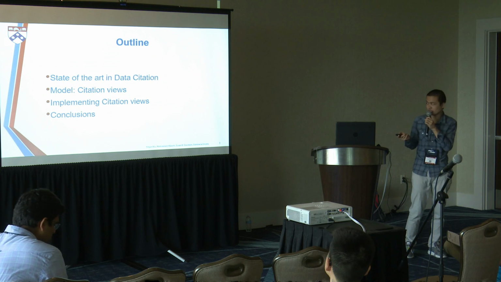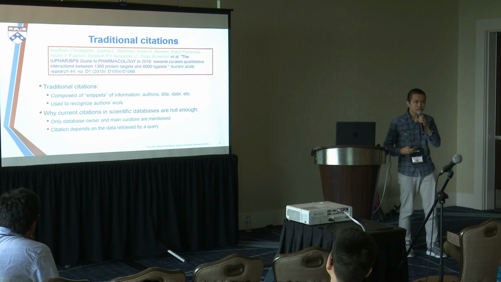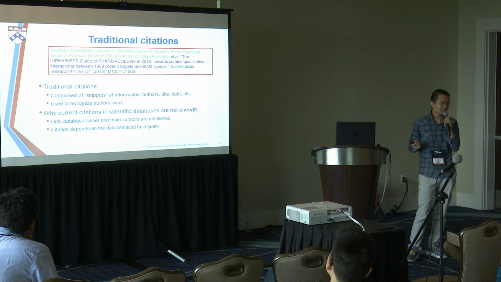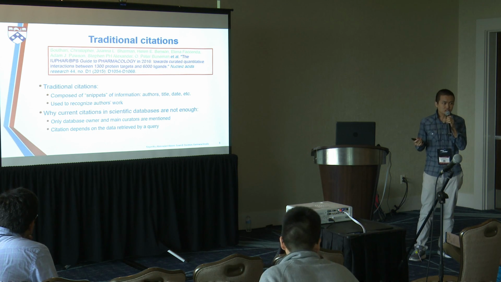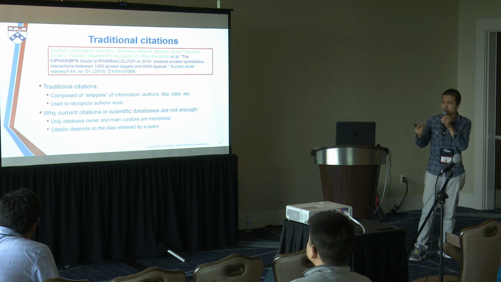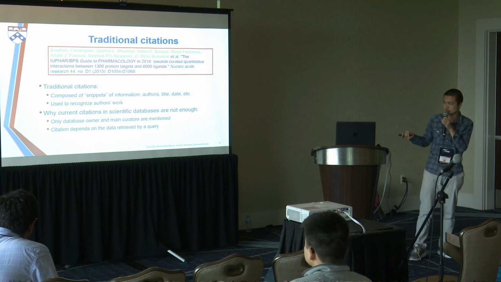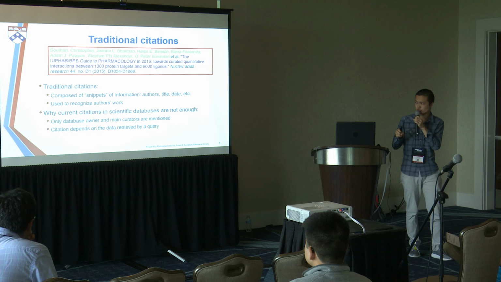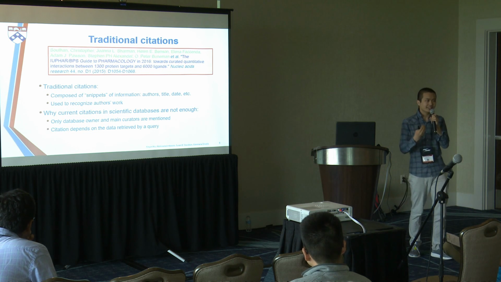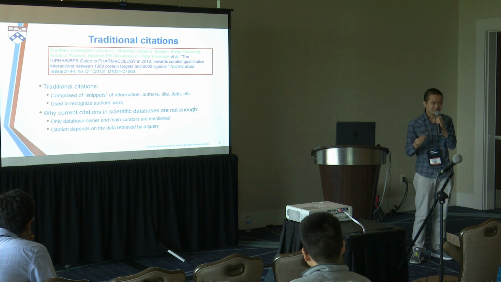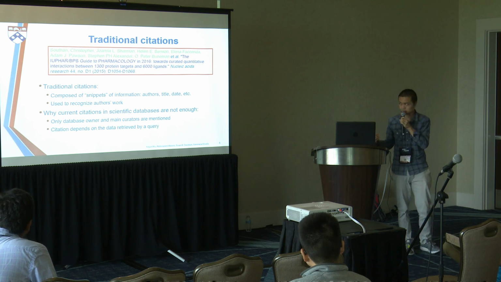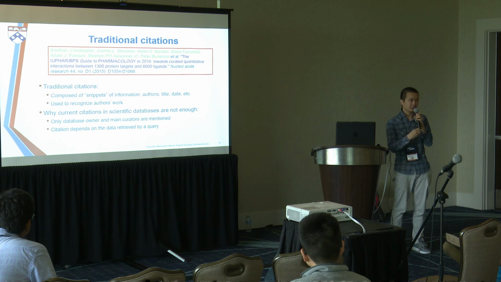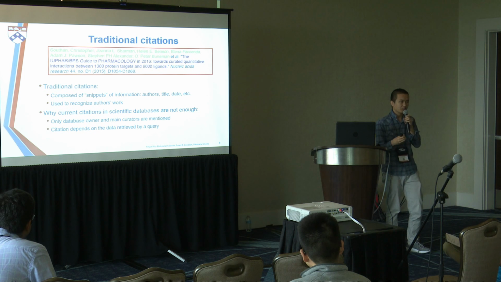Let's look at the state of the art in data citation. In terms of citations, we all know how to cite a paper or a journal. Those traditional citations are actually composed of snippets of information like author, title, etc. So in those scientific databases, the DBAs hope to mimic those traditional citations to give credit to the contributors. But it has been proven that the existing citations are not enough. This is because they only include the names of important persons like DBAs or PIs, which ignores other real contributors who did a lot of effort on curating the database. Besides, in our intuition, the citation should be different for different cited data that are retrieved by some queries. This is because the corresponding contributors might be different.